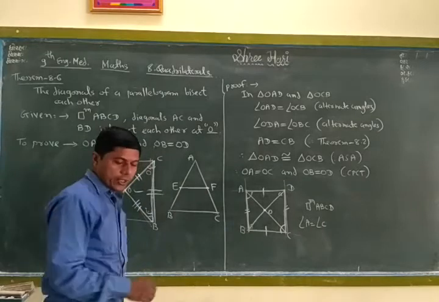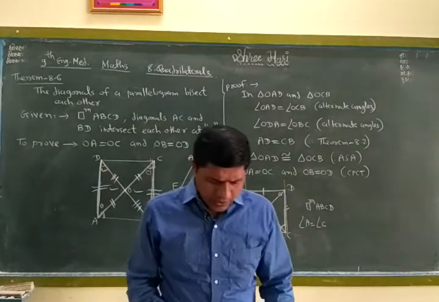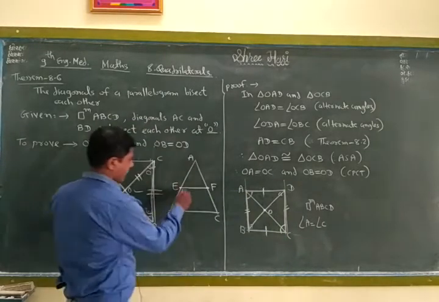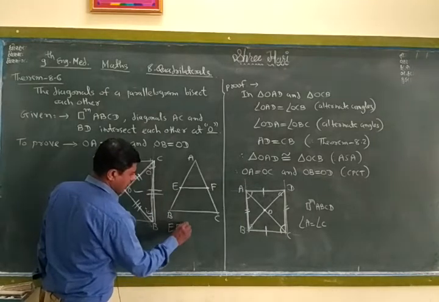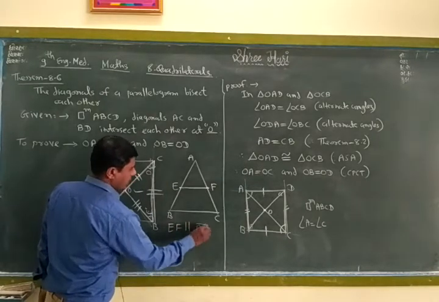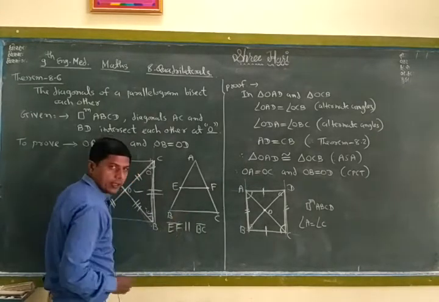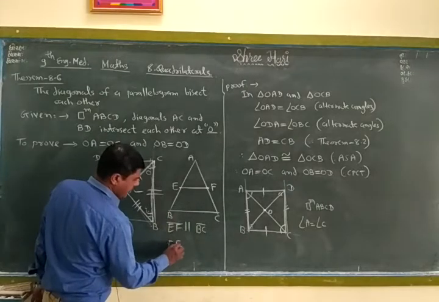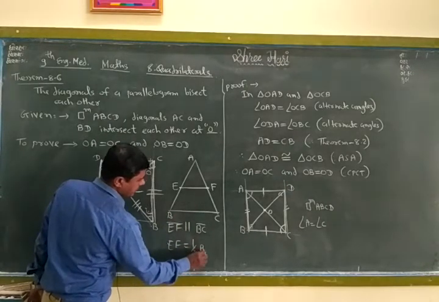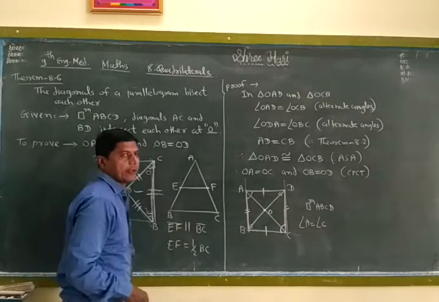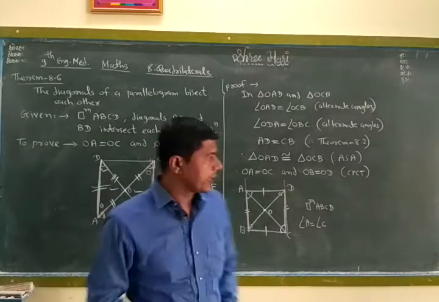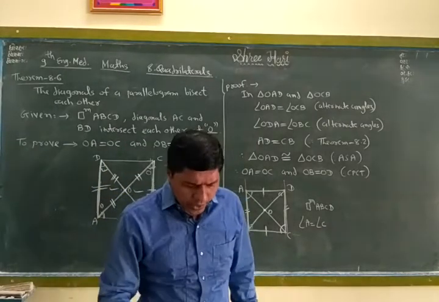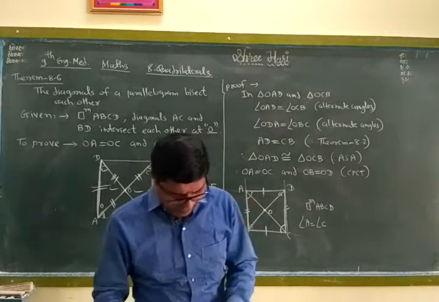So what happens? Here we want to prove that EF is parallel to BC, these two are parallel. Second, EF is equal to half of BC. यानी इससे आधा है. This is the proof in theorem 8.9.